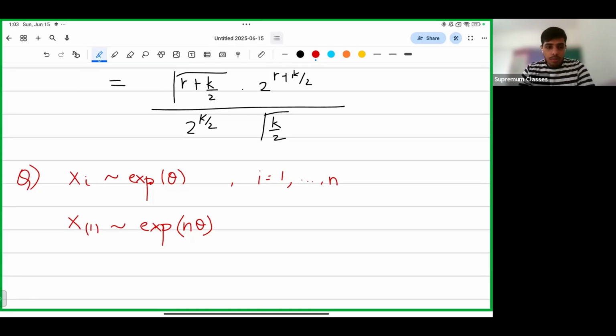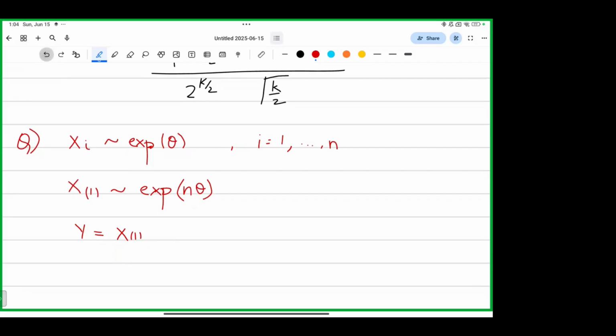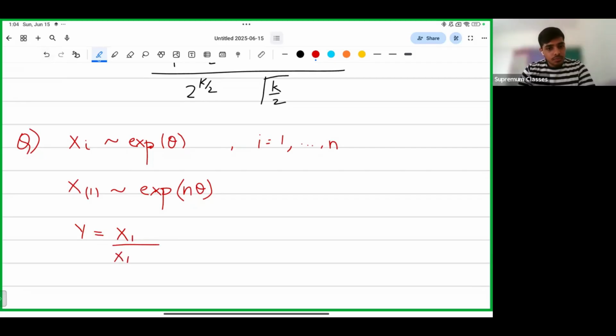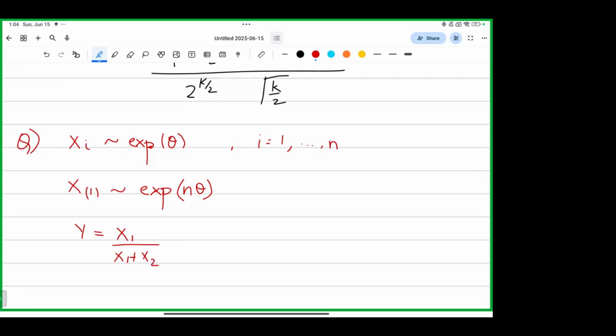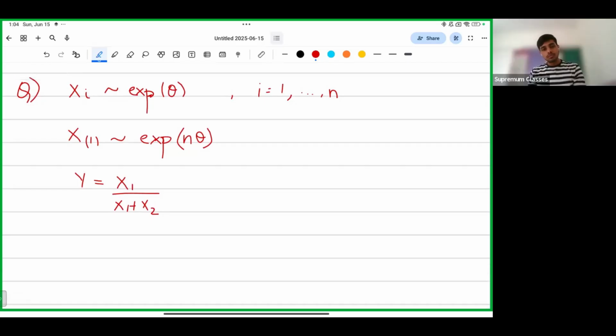Say I just take two of them, not the whole sample. I have x1 and x2 from exponential theta, right? And I define a random variable y. So y is x1 over x1 plus x2. No, not the order statistic, just x1, not order statistic. X1 divided by x1 plus x2. Can you obtain the distribution of y? So do I derive it like? Correct. Okay.